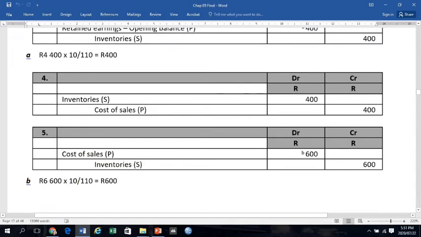Journal 5, where we've eliminated the unrealized profit in closing inventories, the debit to cost of sales did change the group's profit, but it was specifically the parent's profit that formed part of the group's profit that was adjusted. The parent company was the selling entity. It's the parent's profit that had to be adjusted for purposes of the group profit. Therefore, NCI will not be affected with the 600 Rand.